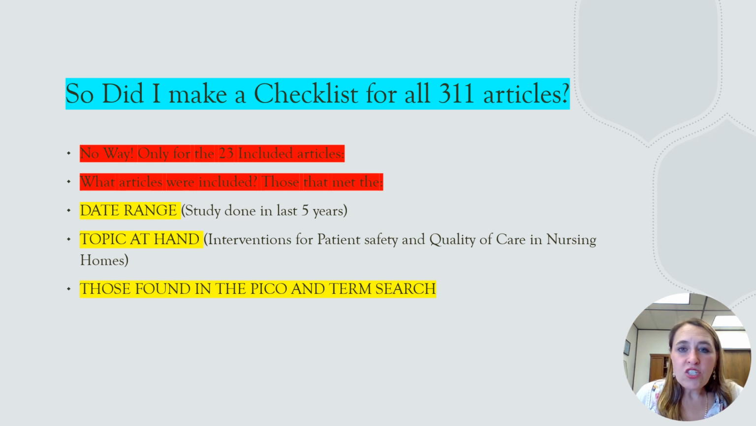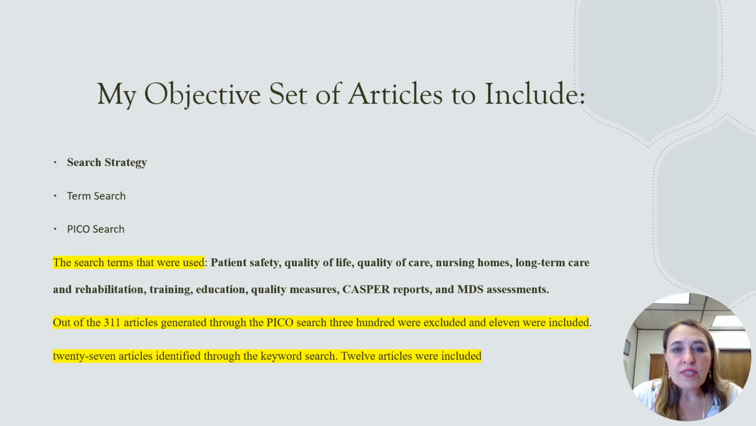So did I make a checklist for all 311 articles? No. Only for the 23 articles that were included. What articles were included? Those that met the date range criteria, the topic at hand, and those found in my searches. So my objective set of articles that I actually ended up including in my systematic review were found through a term search and a PICO search.